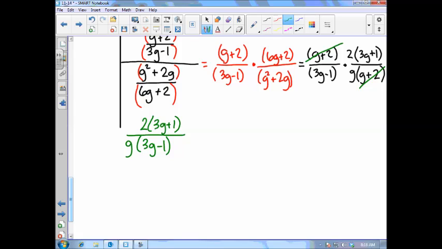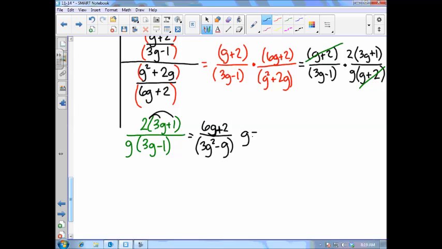Should we leave our answer like that? No. We need to take them back and distribute them back. So that just takes us back to 6g plus 2 that we had at the beginning, and takes us back to 3g squared minus g. That's a plus. Sorry, that doesn't look like a plus sign.